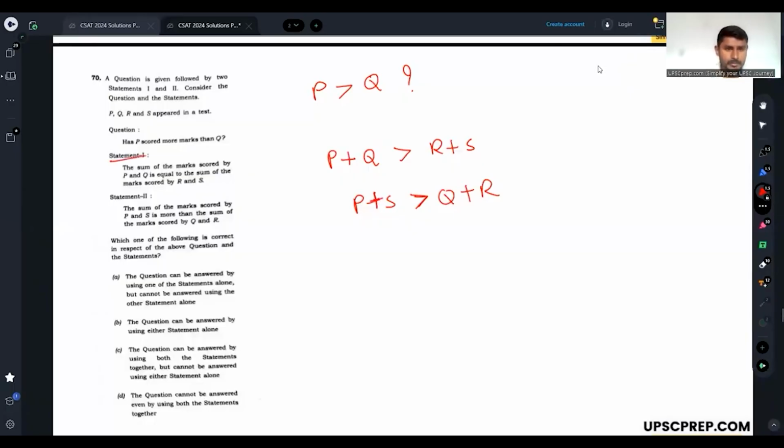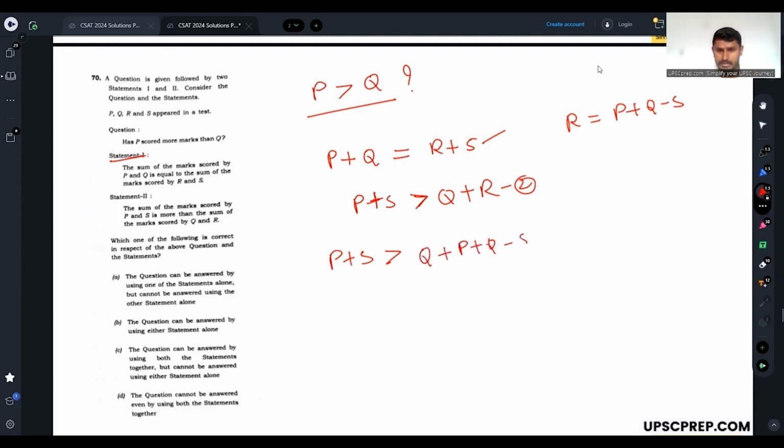Statement 1. The sum of marks scored by P and Q is equal to the sum of marks scored by R and S. And we have to check whether P is greater than or equal to Q or not. So let's see now. If I put the value of R as P plus Q minus S from this equation into equation 2, it should be P plus S greater than or equal to Q plus P plus Q minus S, right?